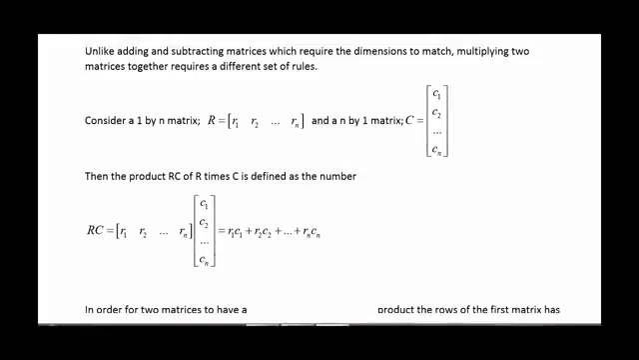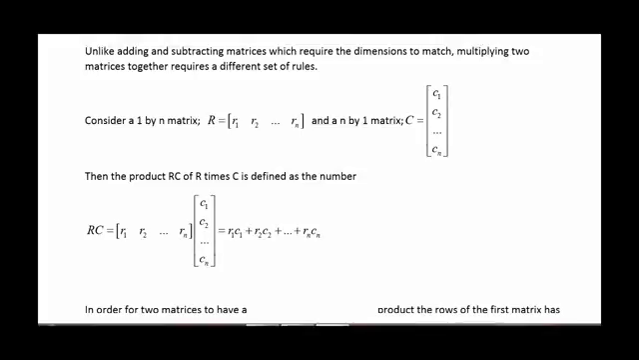Unlike adding and subtracting matrices, which require the dimensions to match, multiplying two matrices together requires a different set of rules. So we need to take a second and talk about what it physically means when we multiply matrices. Because we know what a scalar product looks like. That's where we just multiply the numbers by another number, and each value in the matrix gets the same product. But what does it mean if I actually multiply matrices together?